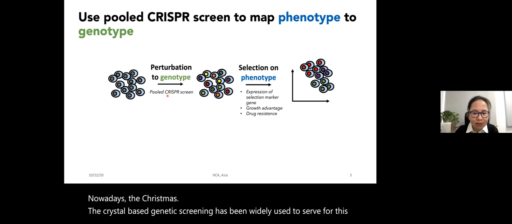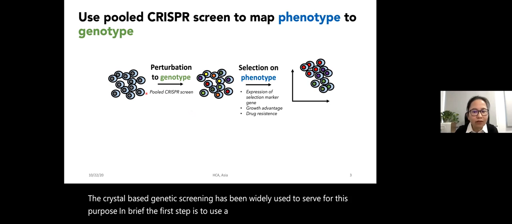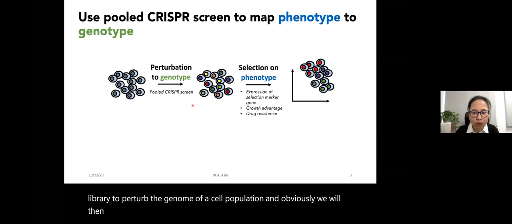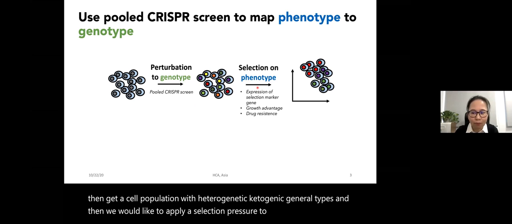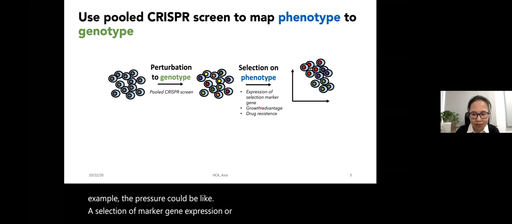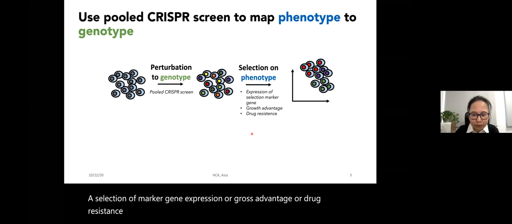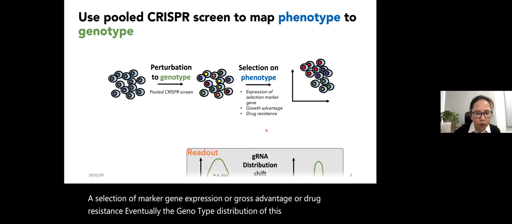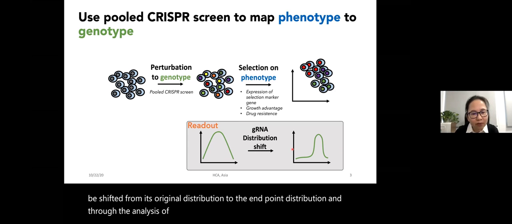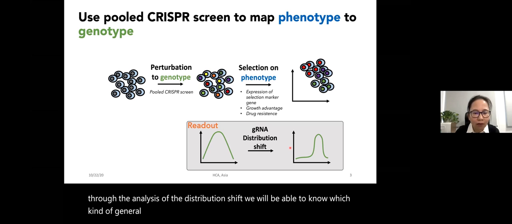In brief, the first step is to use a pre-designed CRISPR screening library to perturb the genome of a cell population. And obviously, we will then get a cell population with heterogeneous genotypes. Then we apply a selection pressure to these cells. For example, the pressure could be a selection of marker gene expression, or growth advantage, or drug resistance. Eventually, the genotype distribution of the cell population will be shifted from its original distribution to the endpoint distribution. And through the analysis of the distribution shift, we will be able to know which kind of genotype is actually underlying the phenotypic changes.